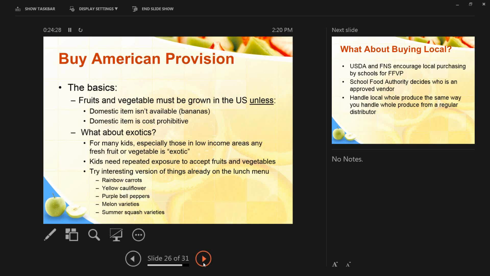So some examples of that could be rainbow carrots. Carrots are now grown in a variety of colors. There's different varieties of cauliflower like yellow or purple. There's also different colors of bell peppers, a really wide variety of melons available, and even different summer and winter squash varieties that can be provided to the kids.